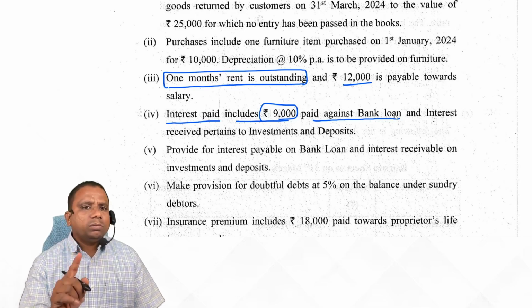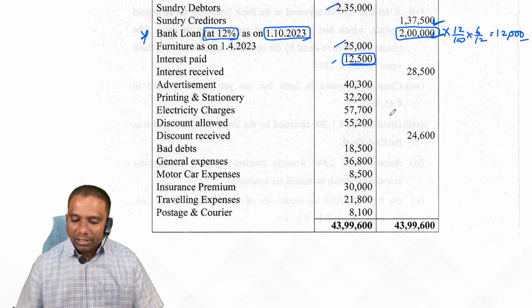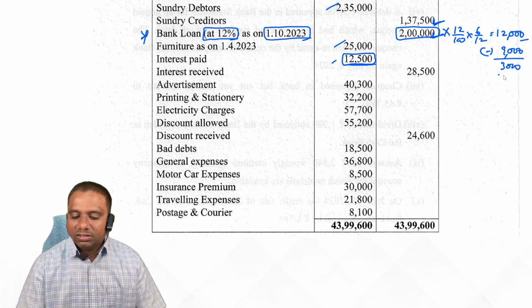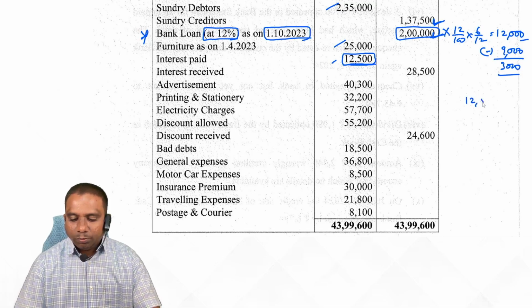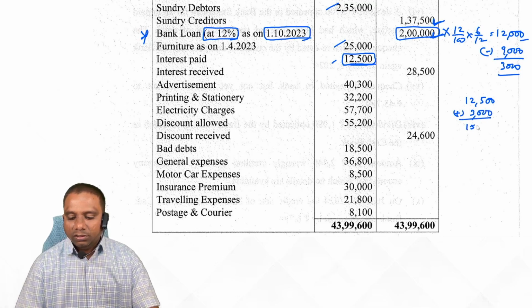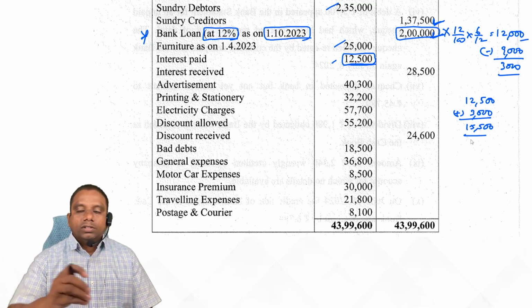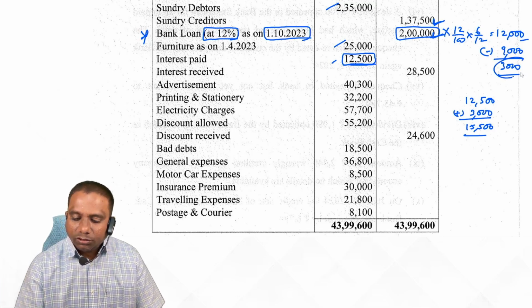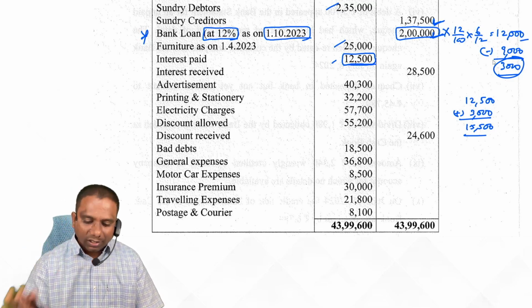Generally, we have to pay the bank 12,000, but here they are saying 9,000 is paid. Means still 3,000 is outstanding. So interest paid 12,500 plus outstanding 3,000, total 15,500 we have to show on the P&L account debit side. In the balance sheet, 3,000 rupees outstanding interest on loan we have to show. This is another important adjustment.